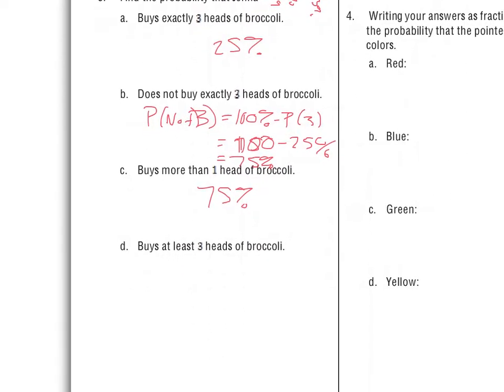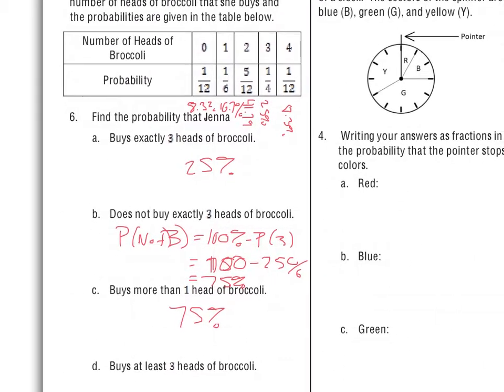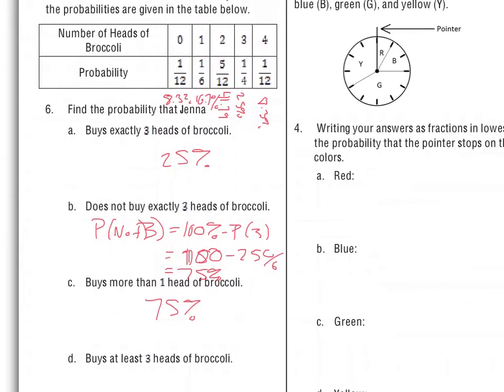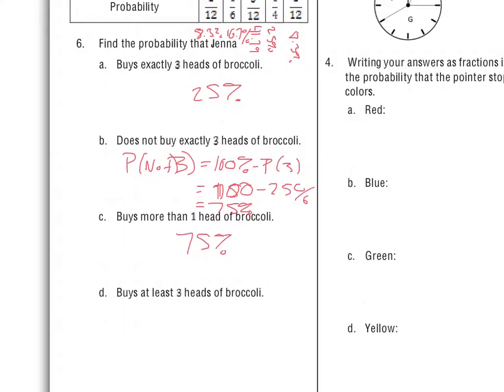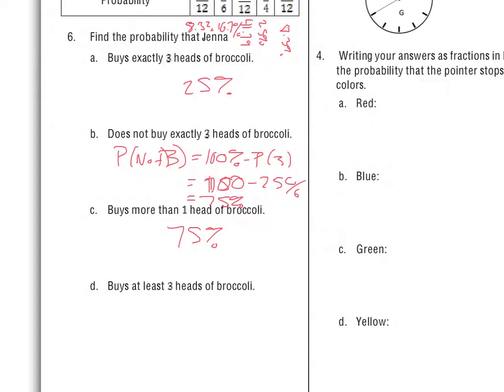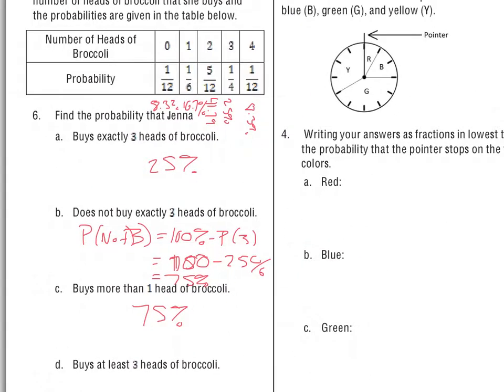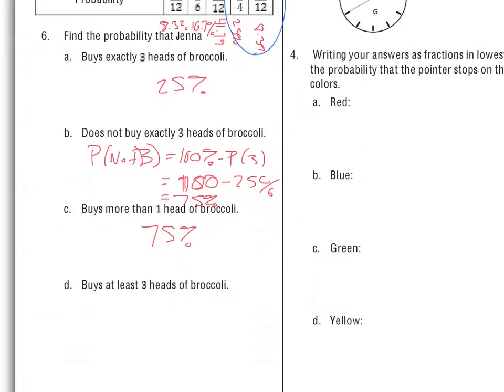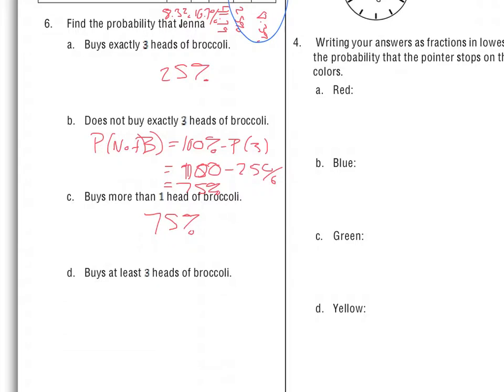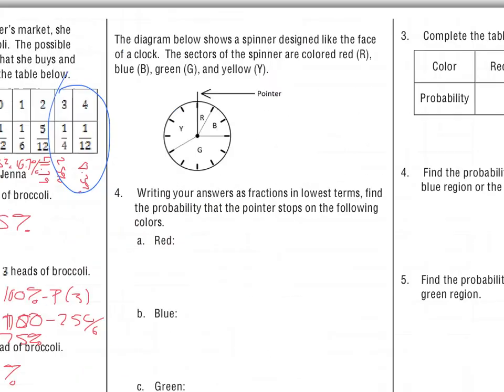Probability that buys at least 3 heads of broccoli. Remember, that does include the 3, at least 3 or more. And that's going to give me, when I sum up the value of these 2 up here, 25% plus 8.3% is going to be 33.3%.